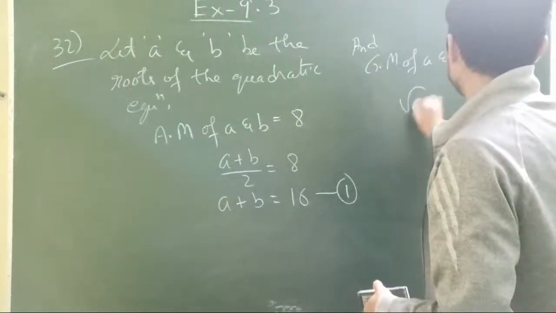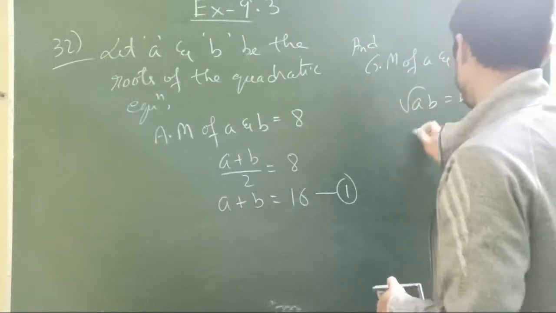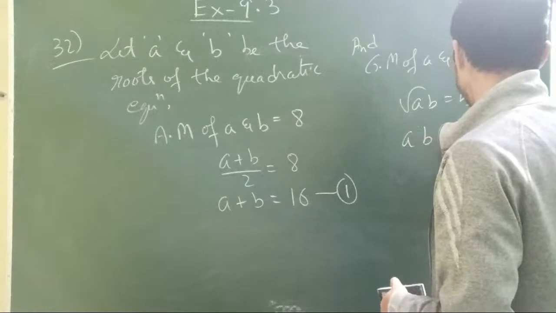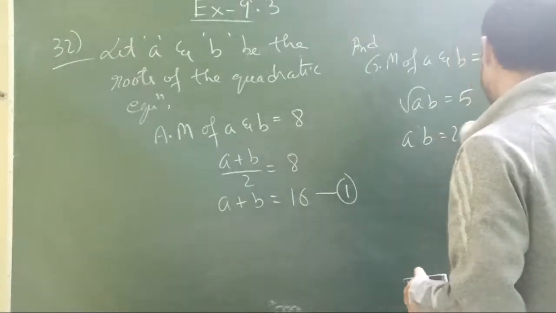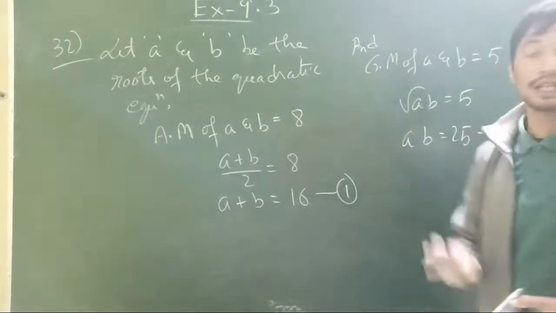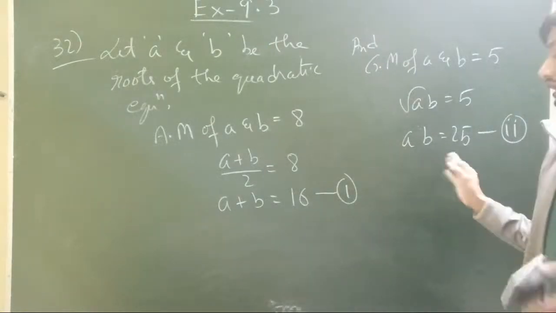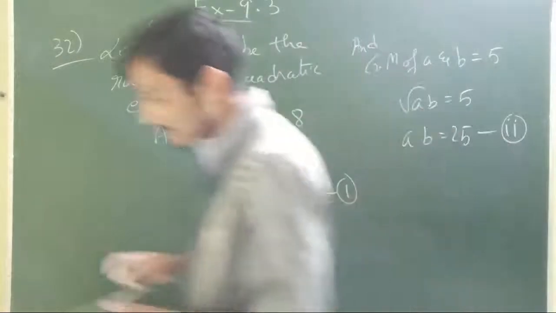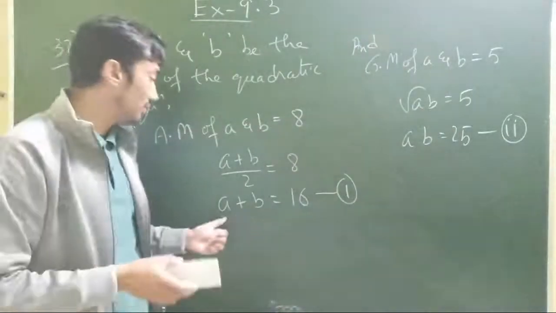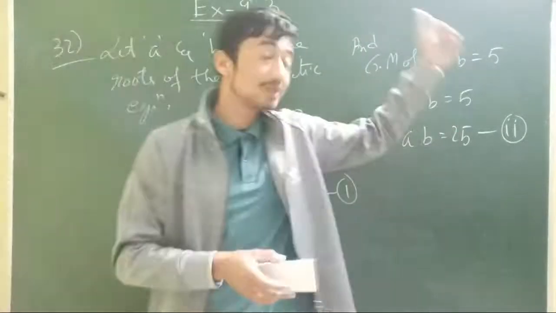That is, root over A into B is 5. That means A into B is 25. A into B is also what? The product of the roots, because A and B are the roots of the quadratic equation. So don't we have it here? Sum of the roots 16, product of the roots 25.